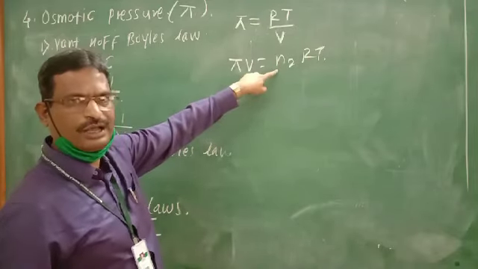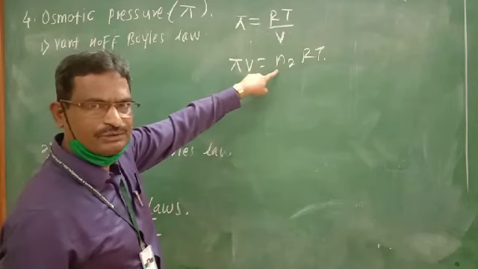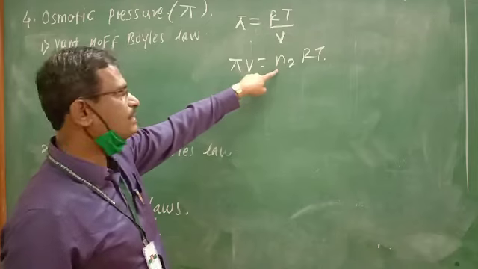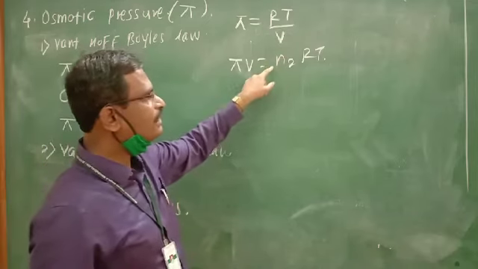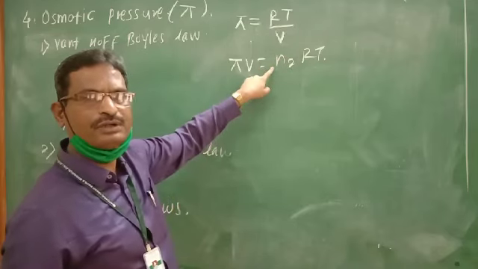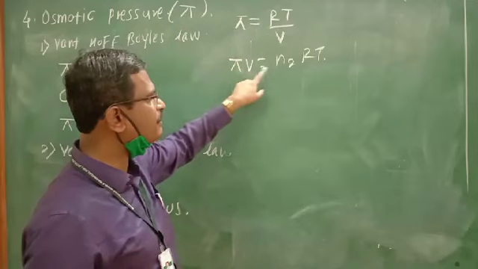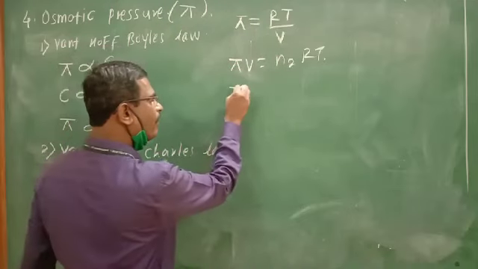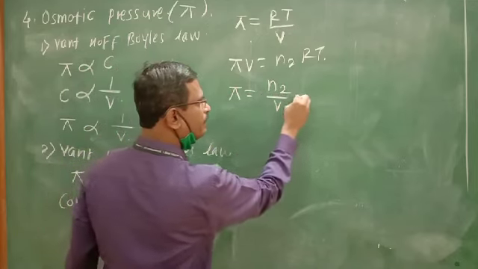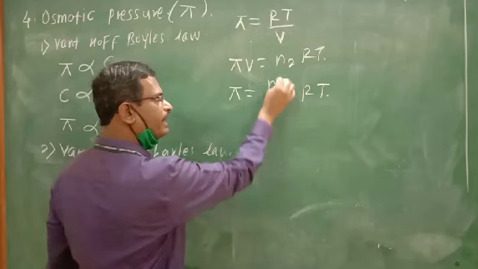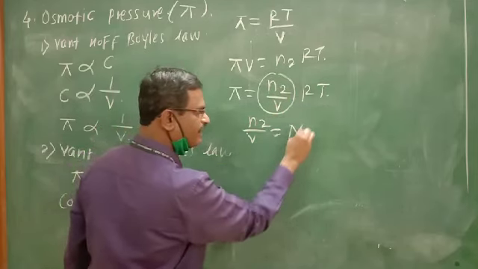moles of solute. I have told you N2, X2, M2, W2 are the terms used for solute, and X1, N1, W1, M1 are the terms used for a solvent. So N2 is the constant number of moles of solute. From this we will get the equation pi V is equal to N2 RT, or we can write pi is equal to N2 upon V into RT, where this N2 upon V is known as molarity.